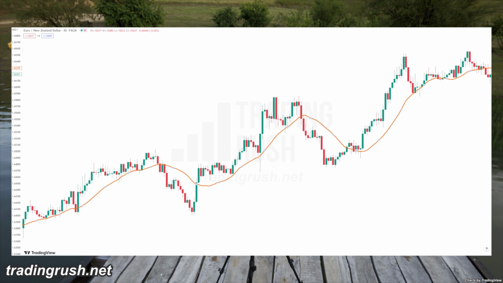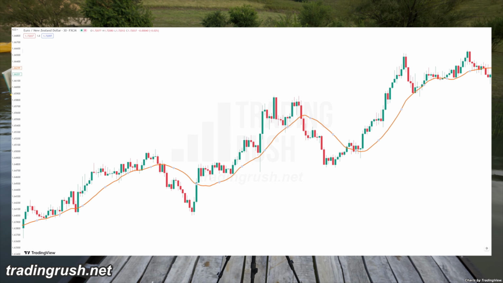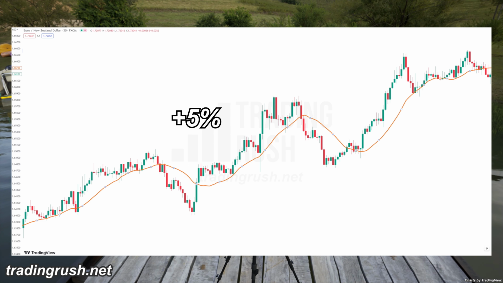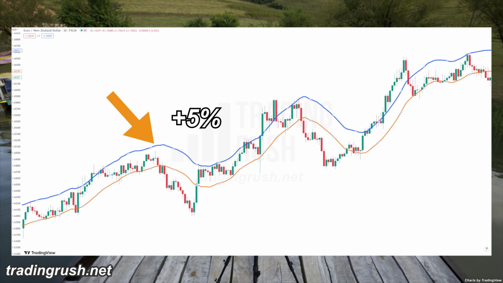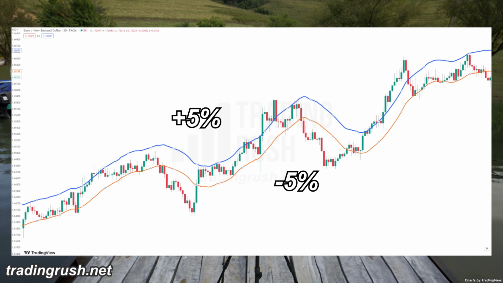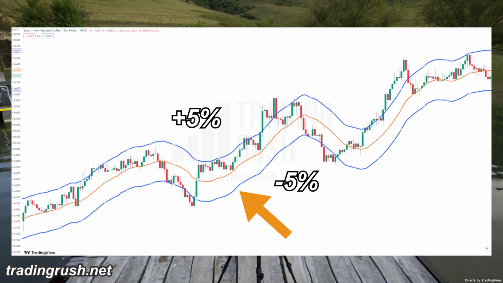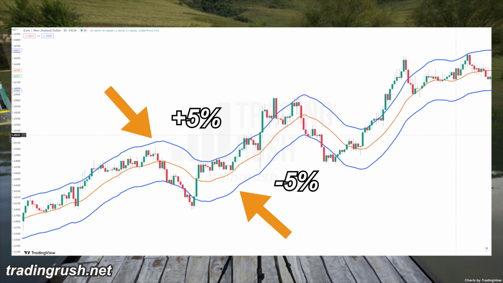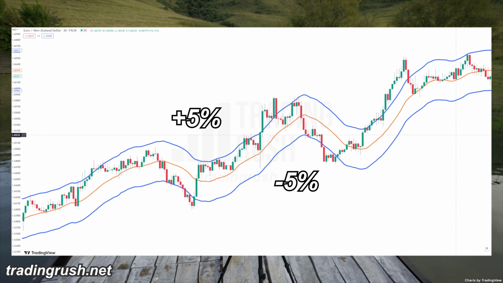Then add another moving average a few percent above this moving average. For instance, you could add another 20-period moving average 5% above the normal 20-day moving average. On the other side, place another 20-period moving average 5% below the normal 20-day moving average. This setup will create a channel-like structure, which will allow you to apply several trading strategies.